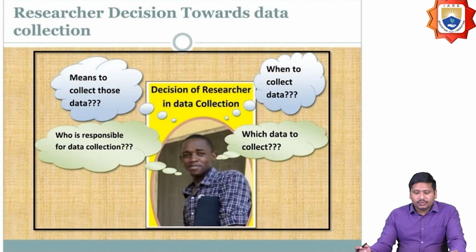If the researcher is thinking towards data collection, there are some questions: what and when to collect the data, which data is going to be collected, who is responsible for the data collection, and by what means and how to collect those data. The researcher may have a lot of questions in order to extract the data. So the researcher normally thinks about which data to collect, when to collect, who is responsible, and what means to use. Everything should be decided by the researcher.